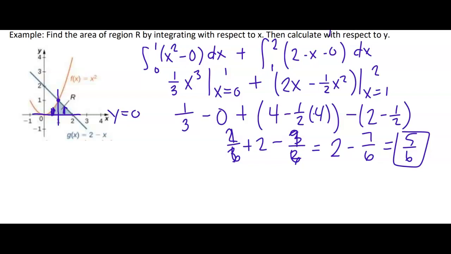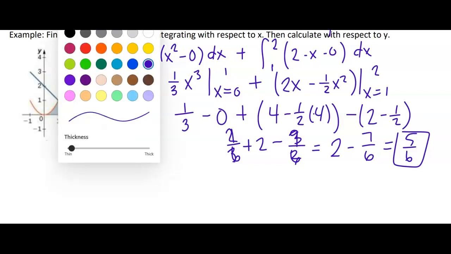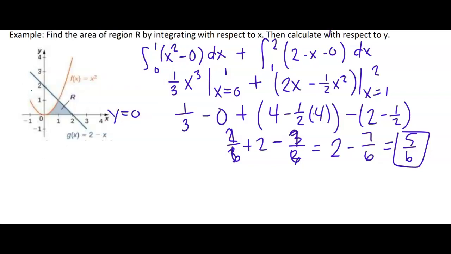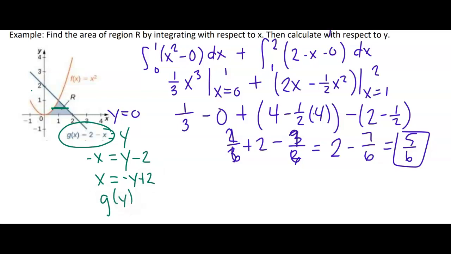All right, I'm going to erase this part here to give you an example of how we do this in terms of y. So if I wanted to integrate with respect to y, I draw my little bar this way. So this is my top function. Now I need it to be in terms of y. So we're going to say x plus y equals 2, negative x equals y minus 2, and x equals negative y plus 2. And that's g of y.